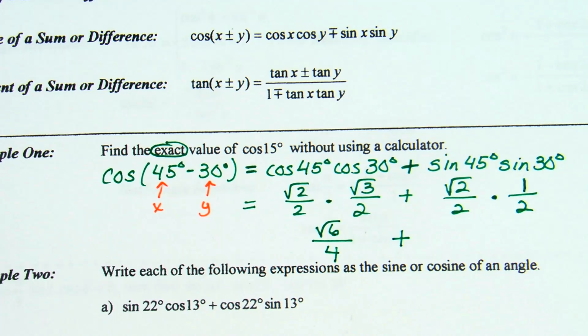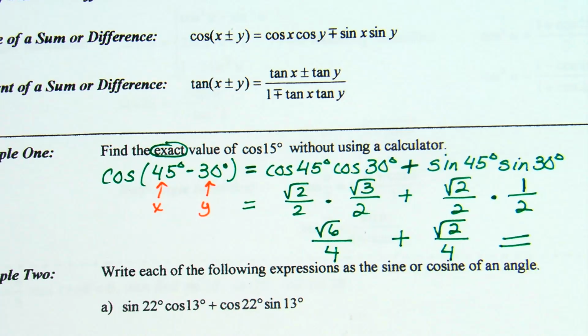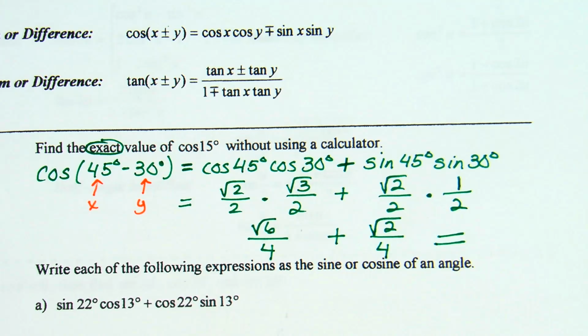Square root of 2 times square root of 3, square root of 6. 2 times 2 is 4. Plus square root of 2 over 2 times 1 over 2 is going to be square root of 2 over 4.